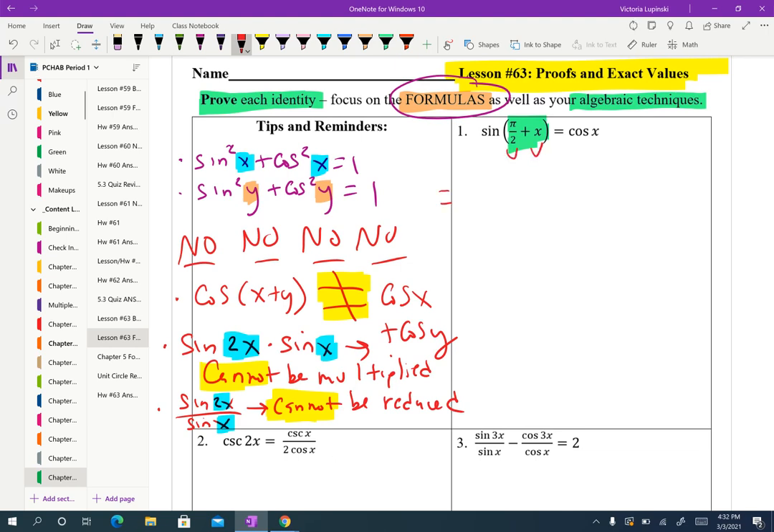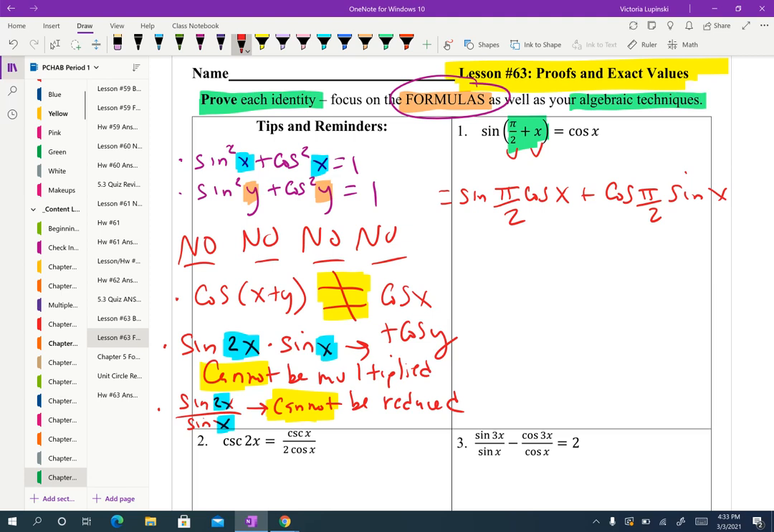According to the formula, this is going to be equal to the sine of the first thing, pi over 2, times the cosine of the second thing, plus the cosine of the first thing times the sine of the second thing. And again, u and v, all you have to do is look at the formula sheet and then plug those values in the right spot.